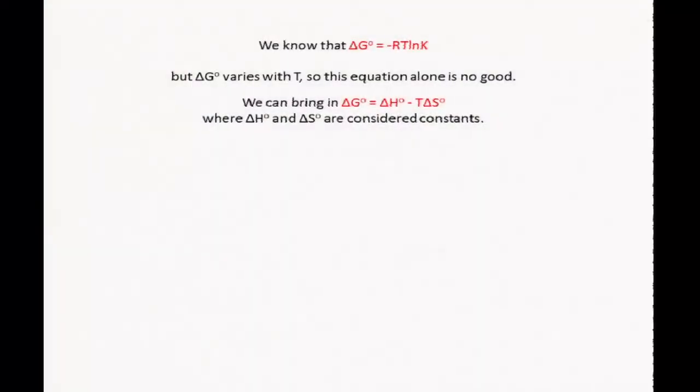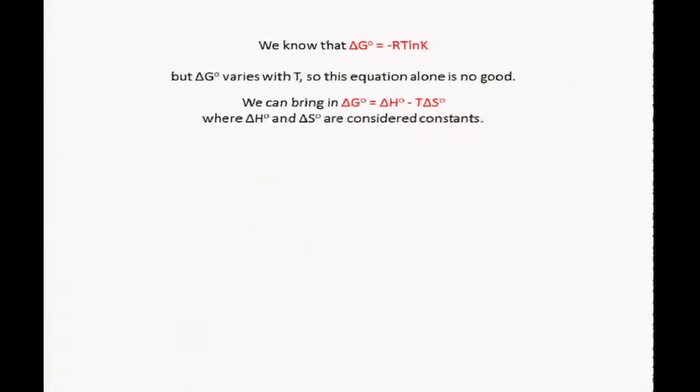So then there's another equation that we can bring in, another famous equation for thermodynamics. Delta G naught equals delta H naught minus T delta S naught. Okay? What does that mean? Well, there's our change in free energy, or Gibbs free energy at standard state. Delta H is the change in enthalpy, or heat, at constant pressure at standard state. And delta S is the change in entropy, or randomness, at standard state.